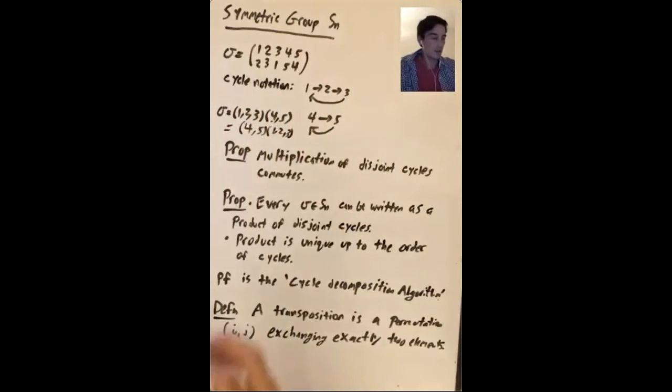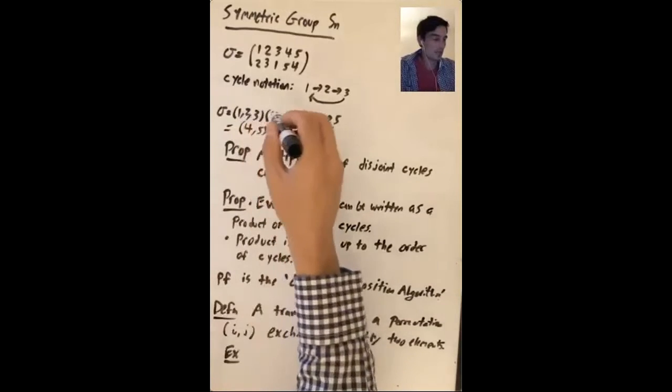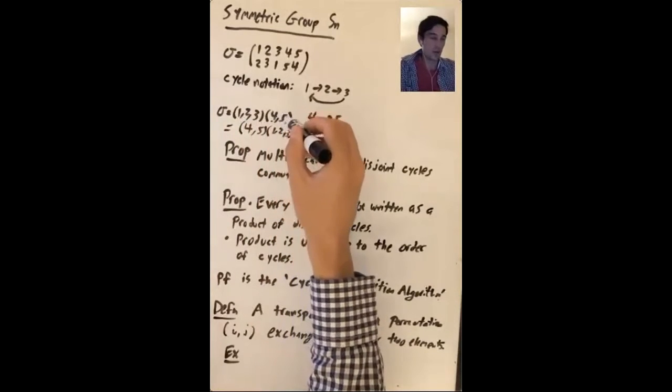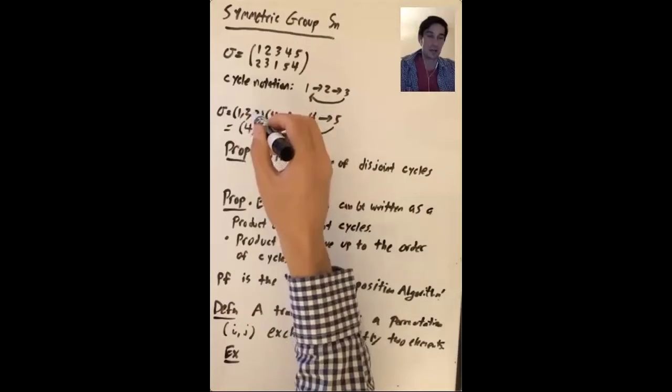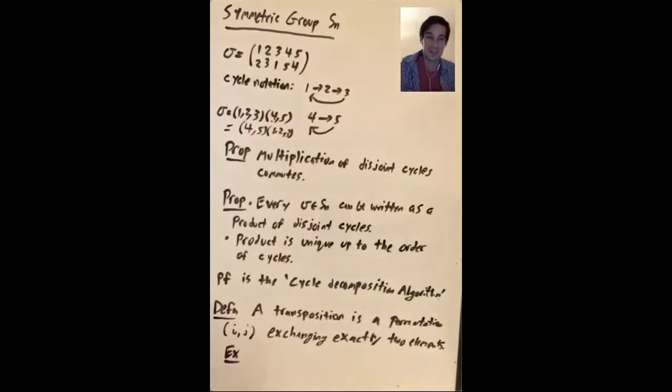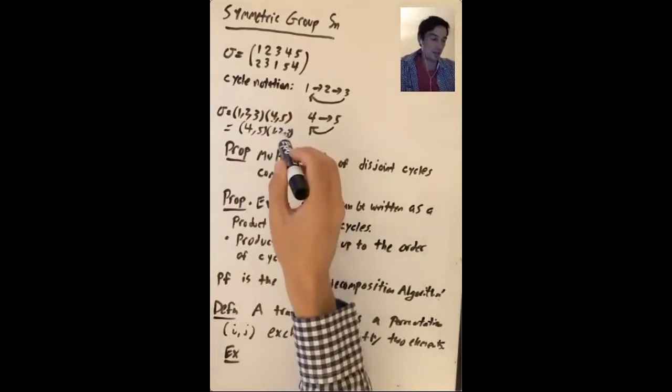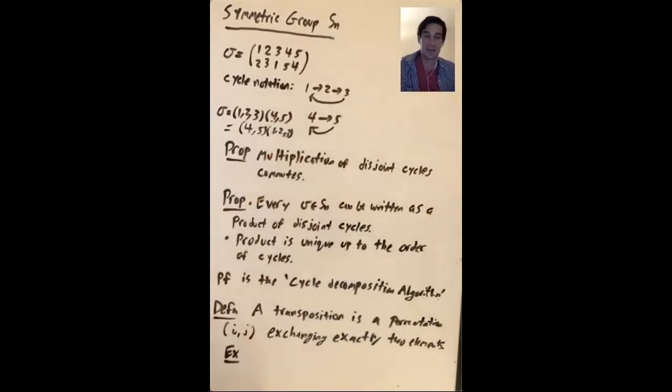So why? What's going on with this product is it's really composition of functions. And what this is saying is, first we're going to switch 4 and 5, then we're going to cycle around 1, 2, and 3. We get the same permutation as if we cycle around 1, 2, and 3, and then switch 4, 5. Because these cycles are disjoint, they have nothing to do with each other. How 4 and 5 move around has nothing to do with how 1, 2, and 3 move around. So it doesn't matter in what order you permute these two disjoint pieces.